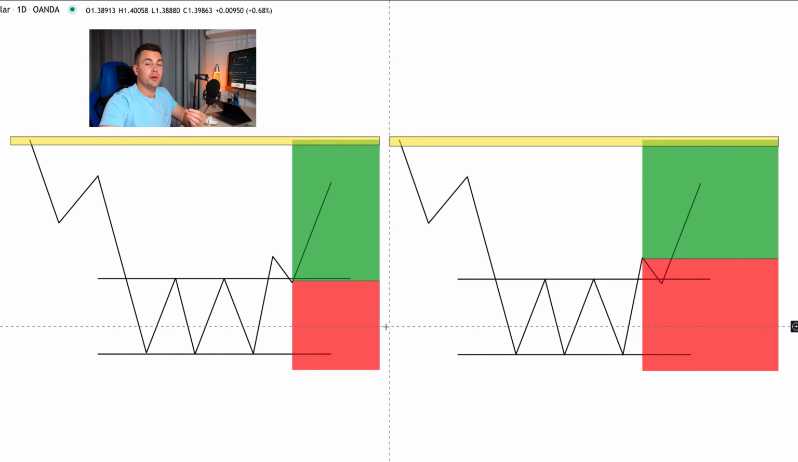So being patient, you get a very safe entry, you get a very safe stop loss, and you get a bigger risk to reward than if you just trade aggressively.